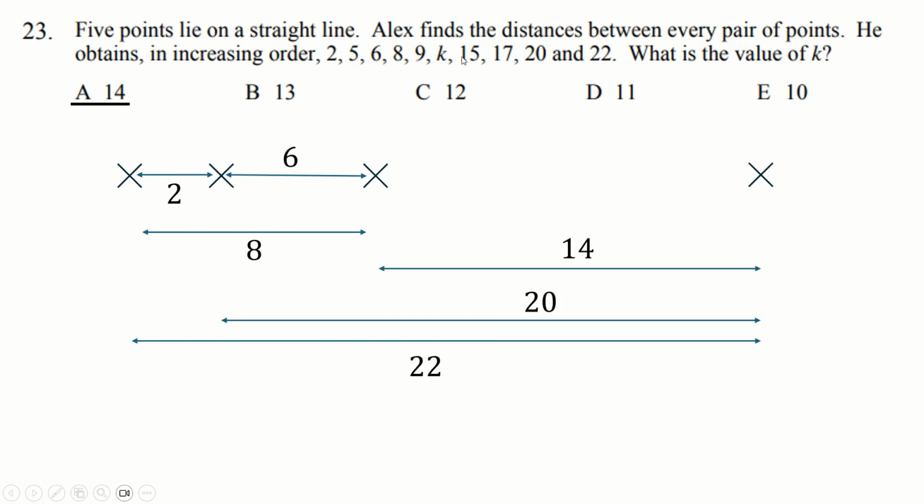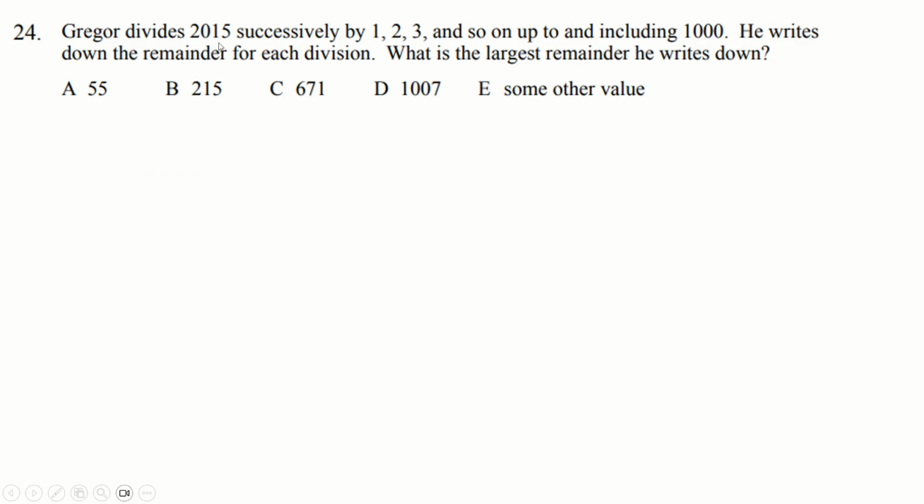24, 2015 divided by every number up to 1,000. What's the largest remainder? Now, the first thing to say about remainders, of course, is that they cannot be bigger than the number you're dividing by. So, for example, if you divide anything by 8, the remainder can't be 9, right? If you divide by 8, the remainder is between 1 and 7. Because, of course, if the remainder was like 11, it just goes into 8 another time.